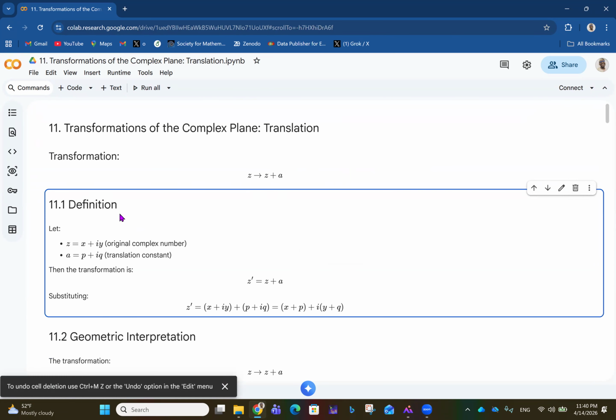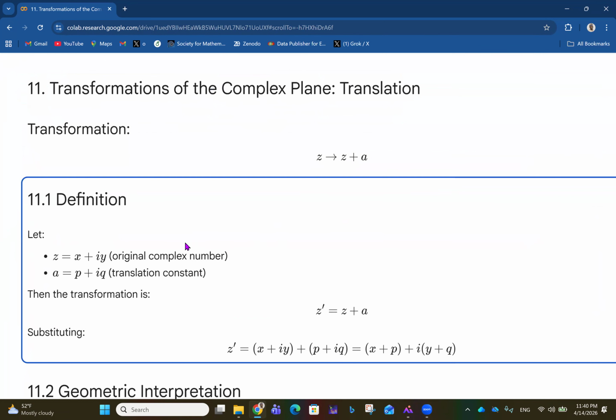Then in 11.1, the definition. So if you let Z be X plus iY, that's the original complex number we know. And you now have a new complex number, which is defined as P plus iQ, which is a translation constant. Then the transformation can be said to be Z prime. So we have a new complex number, which is the combination of Z and A together.